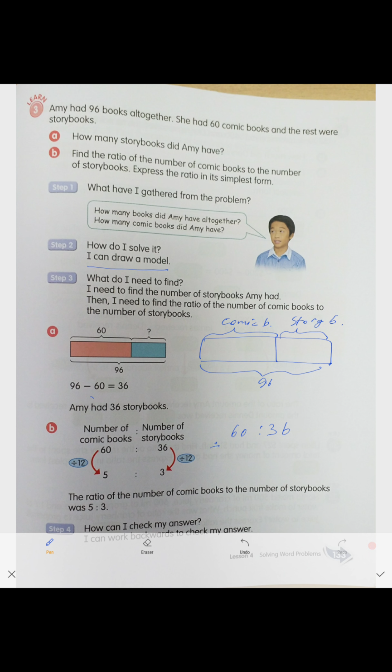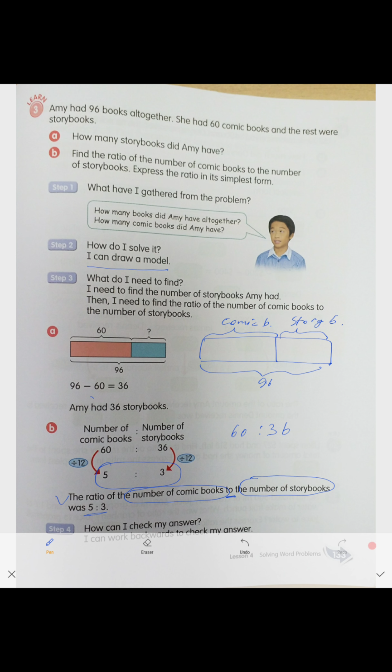Divide it by 12, right? Both sides, and this is what they do over here. So they're simplifying the ratio 5 to 3, right? And they write it as a sentence. The ratio of the number of comic books to the number of storybooks was 5 to 3.